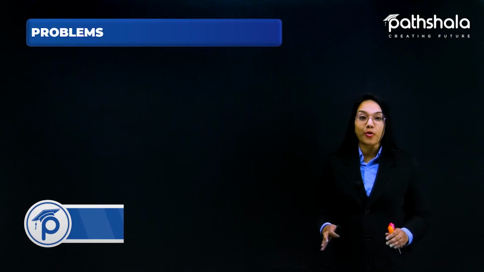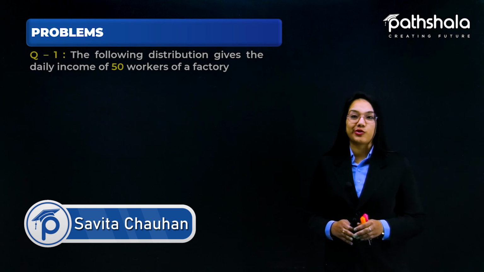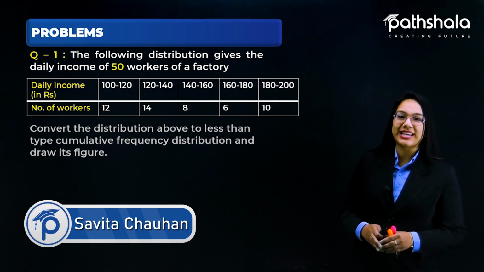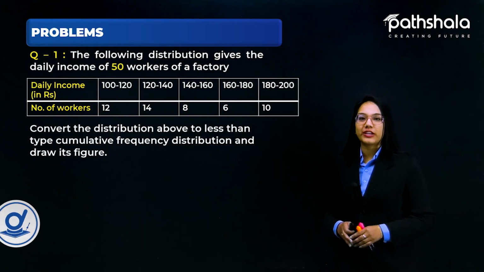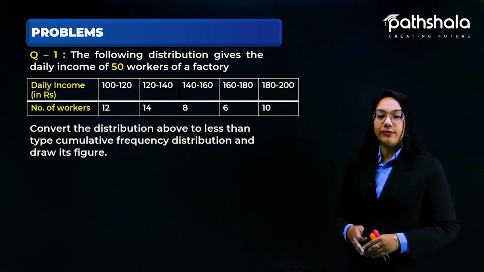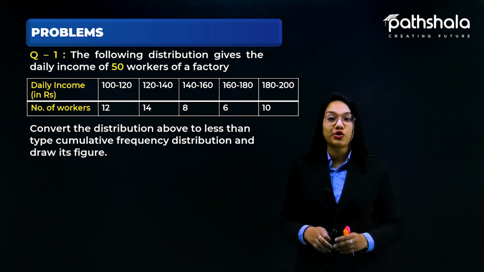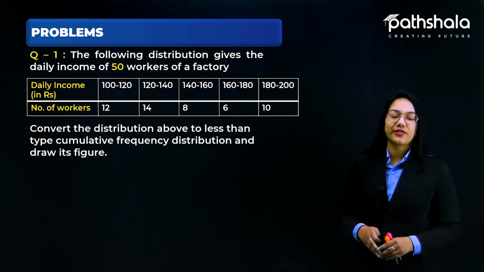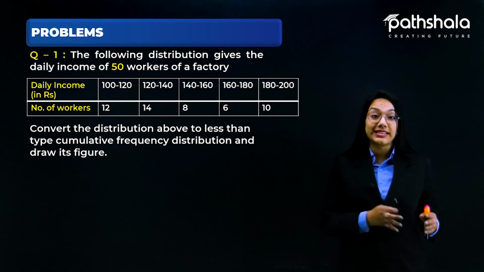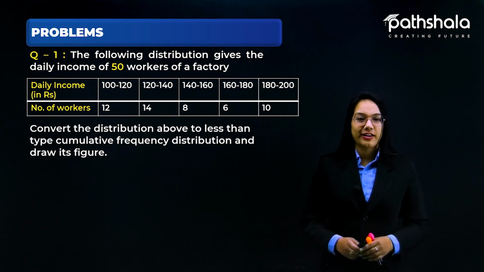Let's just see some of the problems related to the graphical representation of cumulative frequency distribution. The very first question says that the following distribution gives the daily income of 50 workers of a factory. Convert the distribution above to a less than type cumulative frequency distribution and draw its figure. So we just have to convert it to the less than type cumulative frequency distribution. Let's see how we can convert it.